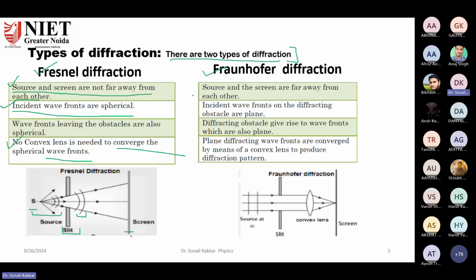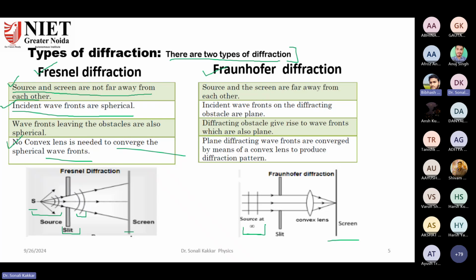On the other hand, in case of Fraunhofer diffraction, source and screen are far away from each other. How is this possible? You are conducting an experiment and you are placing a source at infinity. How is this possible? Here, this is written over here, source is at infinity. Suppose you are conducting an experiment in the lab. You want to place some source of light and that light source should be placed at infinity. How will you do that?